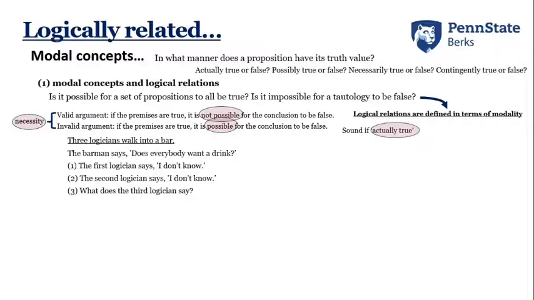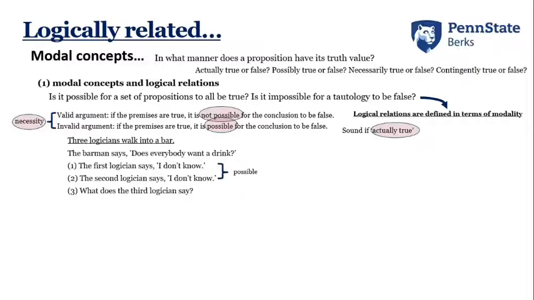So I have here an old logician's joke that I'm going to use to break down and show you how these modalities all work. So 3 logicians walk into a bar. The barman says, "Does everybody want a drink?" The first logician says, "I don't know." The second logician says, "I don't know." What does the third logician say?